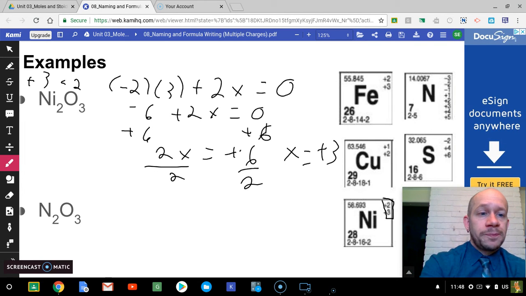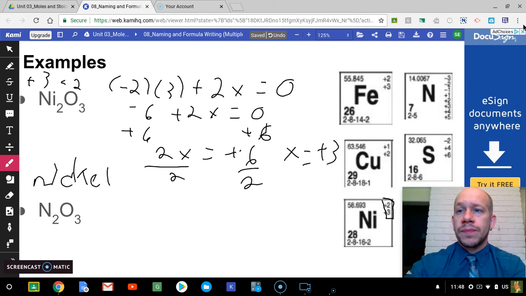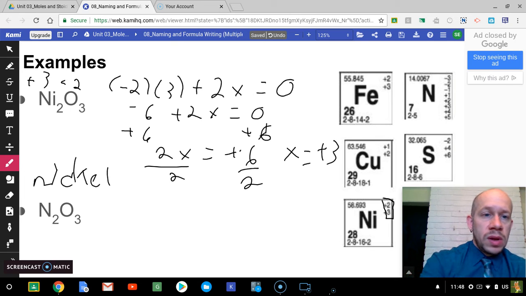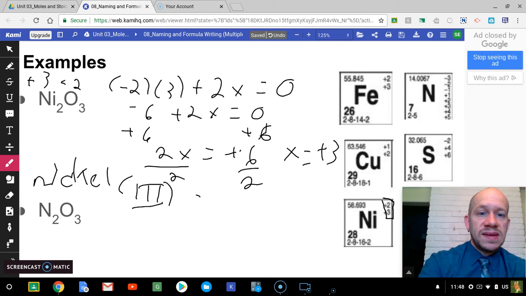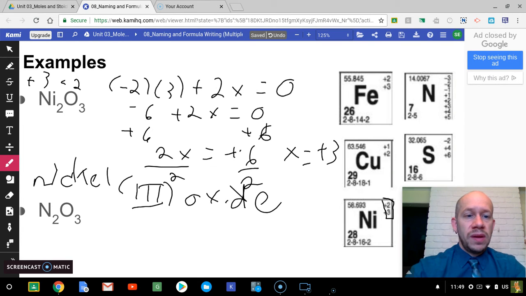Now to write the name, nickel, in parentheses, 3, oxide.